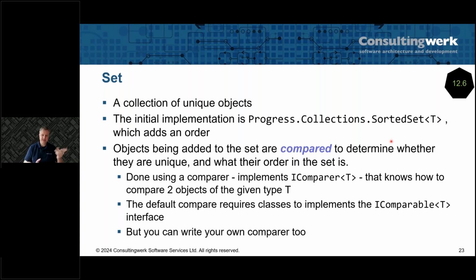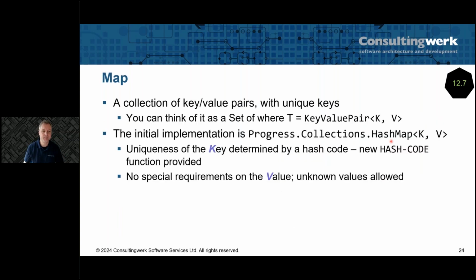But as you'll see in a sec, we can write our own comparers to do things that we think are useful. There may be more complexity, and we may want alternatives to those comparers. So that's a set: unique objects, and sorted sets mean that they are sorted in a particular order.